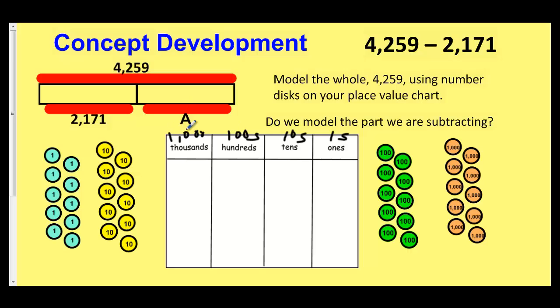But now we're going to model our whole. Our whole is 4,259. So we're going to put 4 thousands, 2 hundreds, 5 tens, and 9 ones.